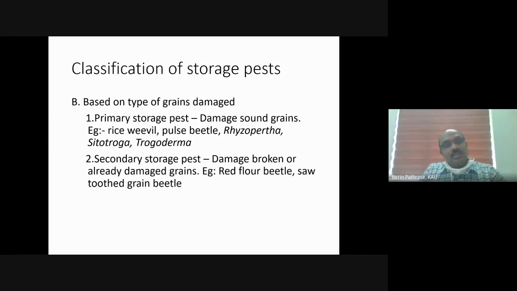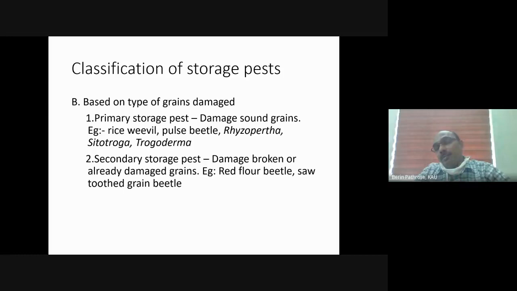Damaged grains or broken grains we will discard. So we usually store a whole grain or sound grain. But there are insect pests such as rice weevil, that is Sitophilus, pulse beetle, Rhyzopertha, Sitotroga, Trogoderma, etc., which have the ability to damage whole grains or sound grains. These are primary storage pests.